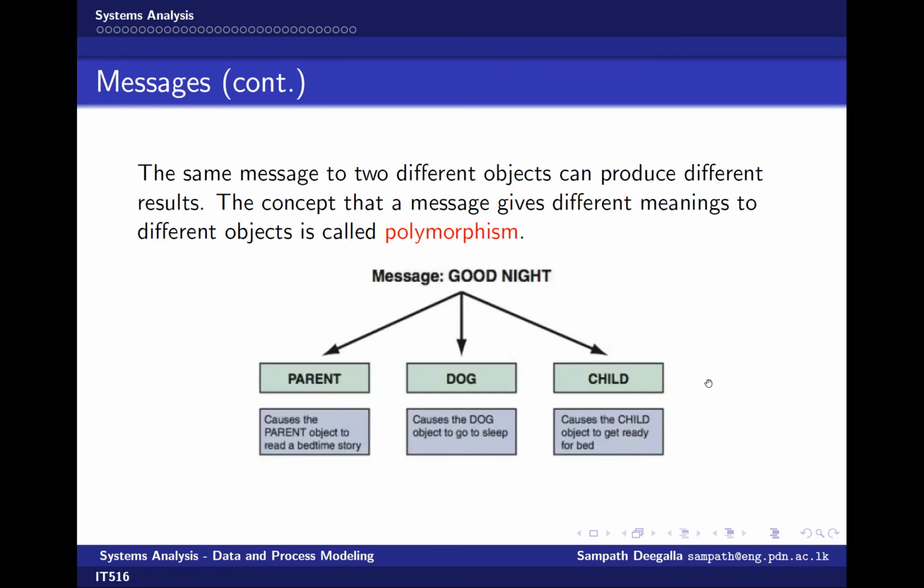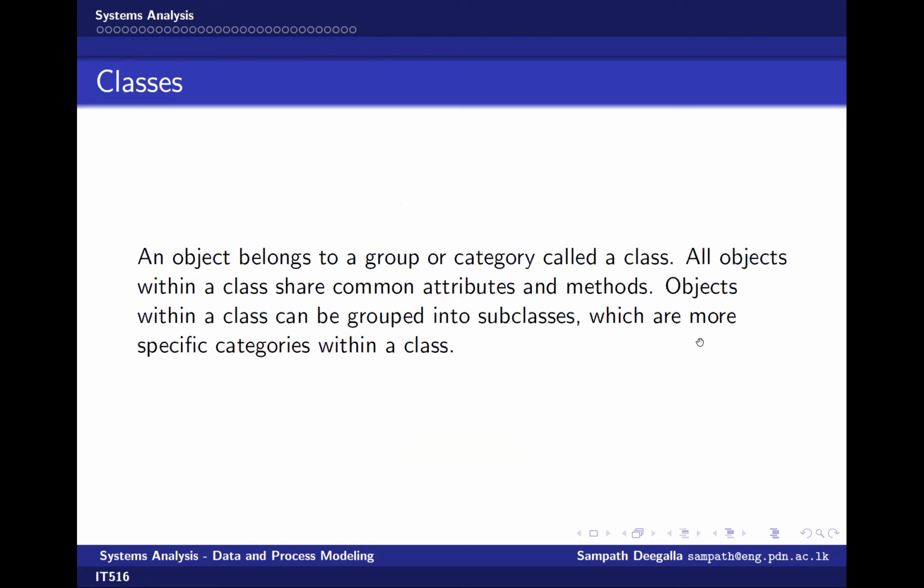Then we were also discussing a couple of ideas. For example, when we have the same message, different objects can behave differently. Depending on the message, for example, different objects, parent, dog, and child, may cause different actions. So that means it has different meanings for different objects. And this is called polymorphism.